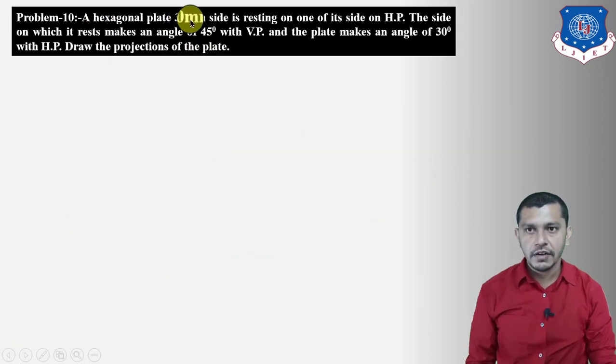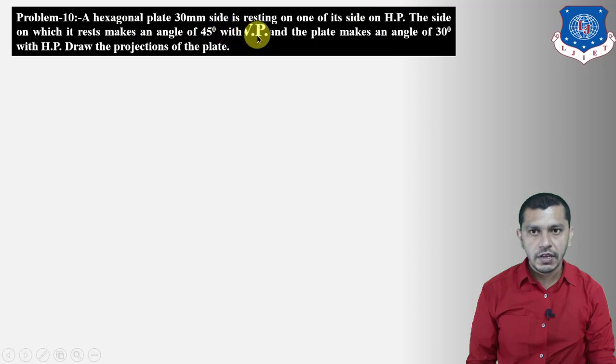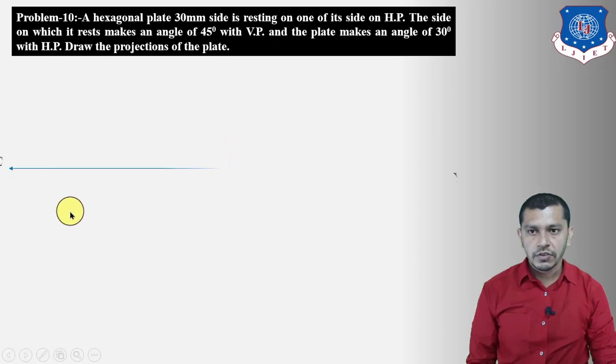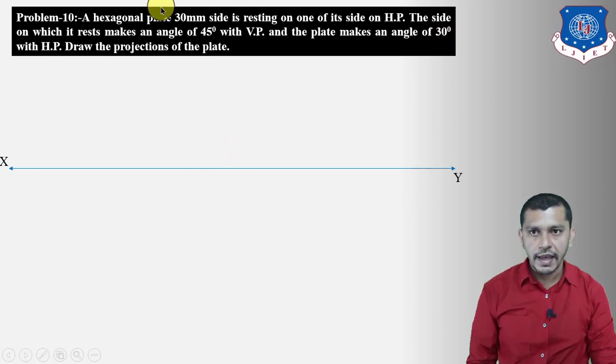A hexagonal plate, of 30 mm side, is resting on one of its sides on H. The side on which it rests makes an angle of 45 degrees to VP, and the plate makes an angle of 30 degrees to the horizontal plane. Draw its projection. So first of all draw the XY reference line. Now the hexagonal plate is resting on the horizontal plane, and it is resting on one of its sides. So first of all, to derive the first stage, we have to assume the surface of the hexagonal plate parallel to the horizontal plane and perpendicular to the vertical plane.